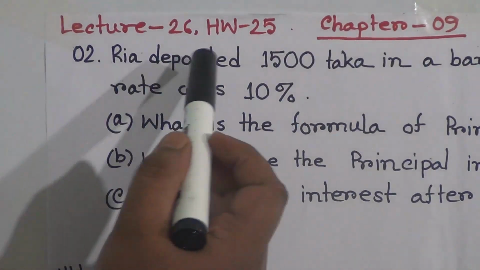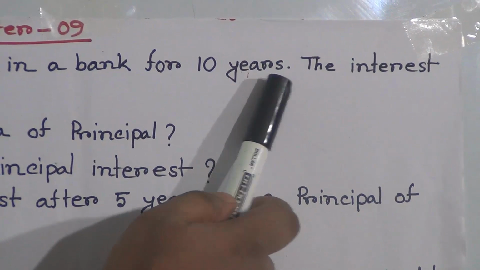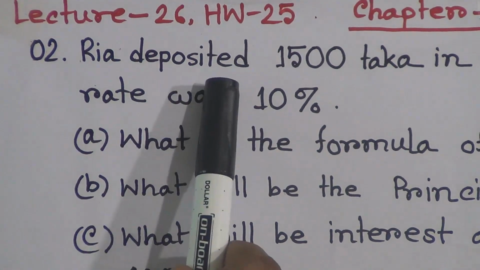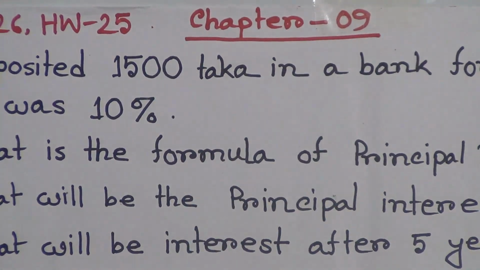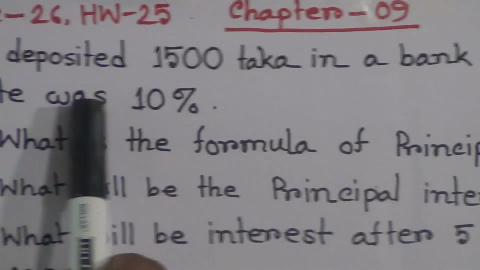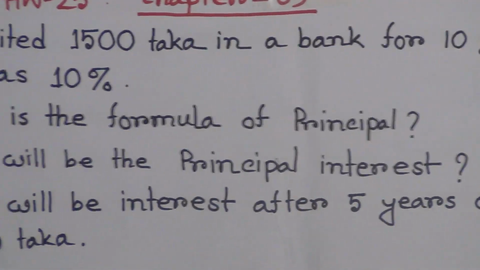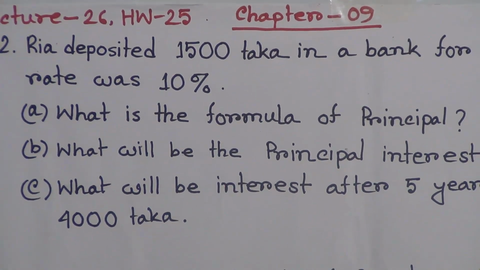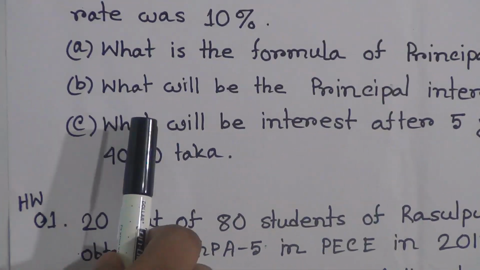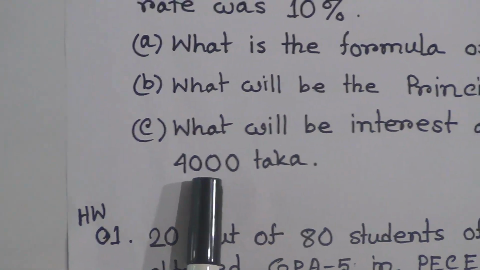Notice, Ria deposited 1500 taka in a bank for 10 years. The interest rate was 10%. Question number A. What is the formula of principal? That means we need the formula of principal. Question number B. What will be the principal interest? Question number C. What will be interest after 5 years on a principal of 4000 taka?